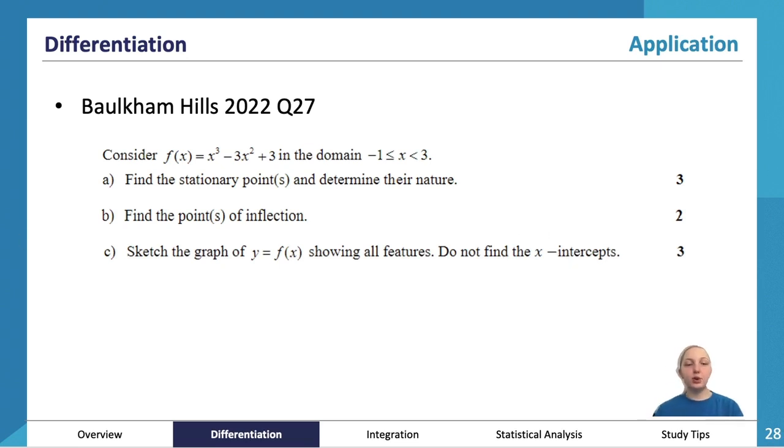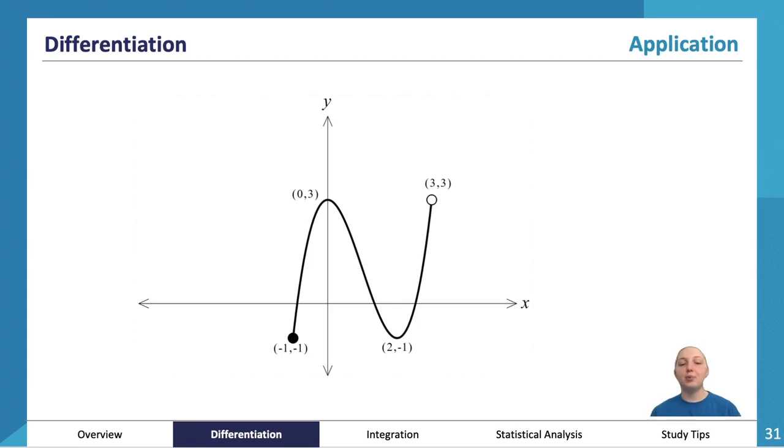Now for part C, sketch the graph of y equals f(x) showing all features, don't find the x-intercepts. This is when you can start to plot all the different points that you've learnt about onto your graph. So we found our point of inflection, we found our maximums and our minimums. The other thing you want to think about is your y-intercept. Don't have to worry about the x-intercepts, but do worry about your y-intercept, and you should end up with a graph that looks like this.